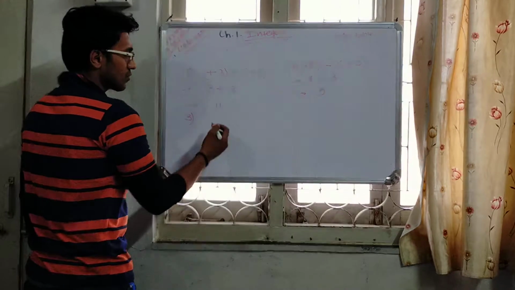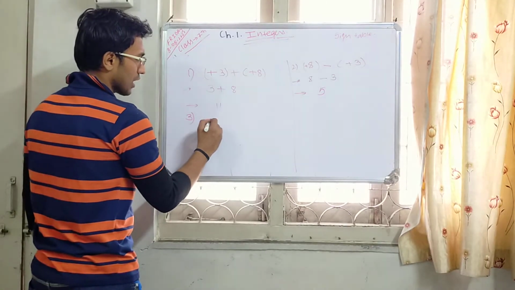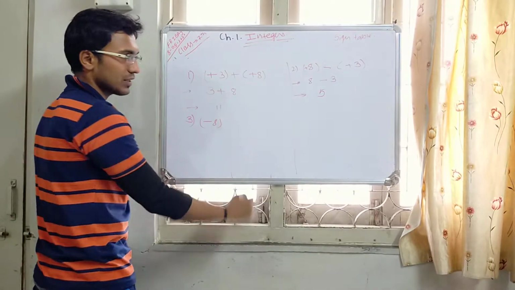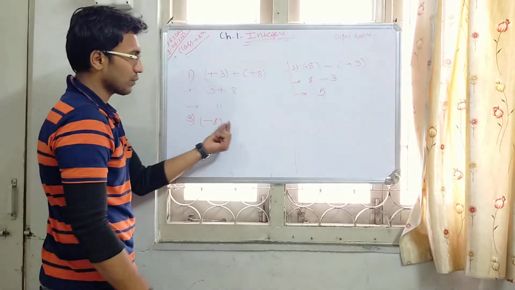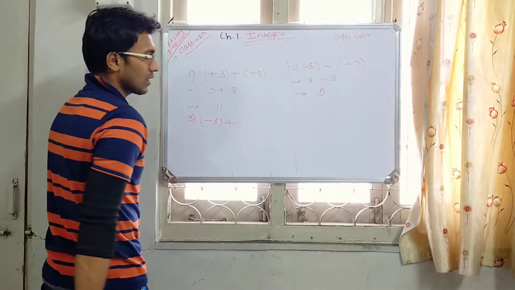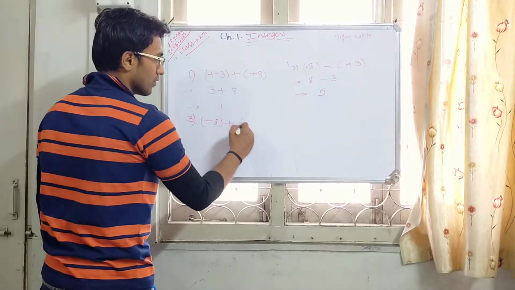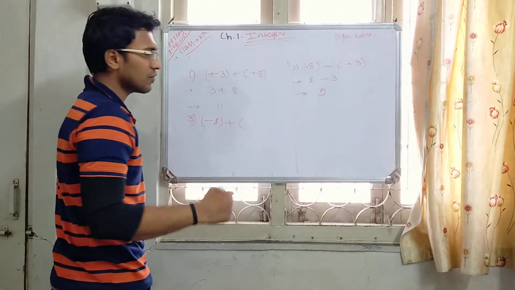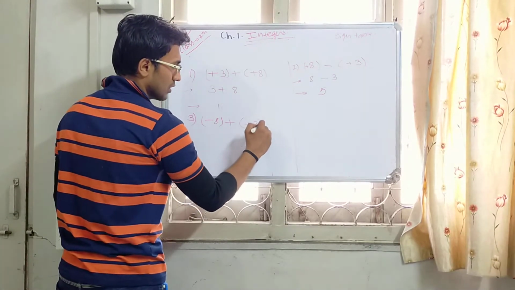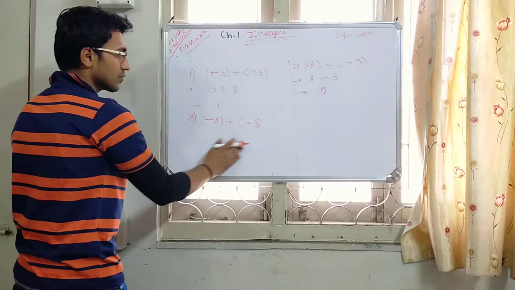For the third instance, let's take a negative number first. If I take minus 8 and I'll perform subtraction or addition operation, and I recall the second number was of plus. So I'll write plus 3. So what would be my answer here?